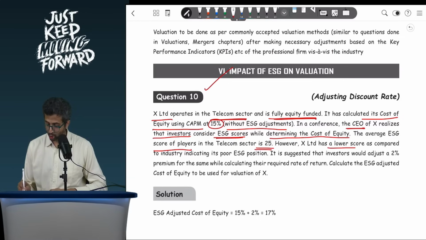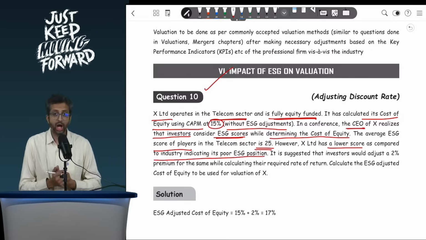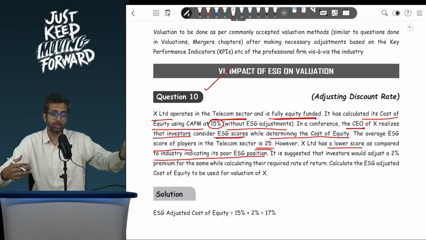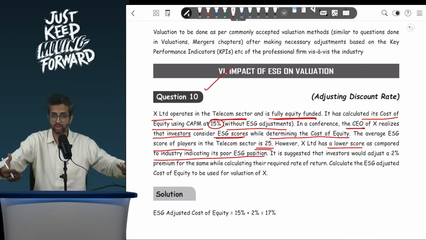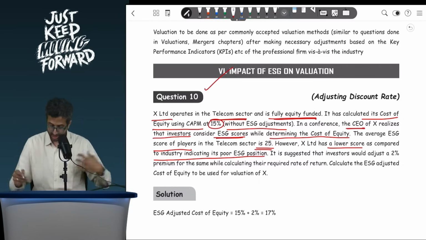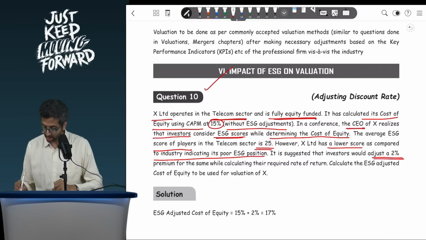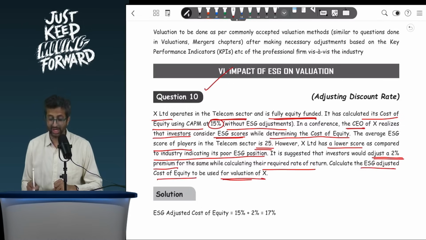However, X has a lower score as compared to the industry, indicating a poor ESG position. A poor ESG position means if people are investing in your company, they will require more because they are bearing a higher risk. It is suggested that investors would adjust a 2% premium for the same while calculating the required rate of return. Calculate the ESG adjusted cost of equity for valuation of X.